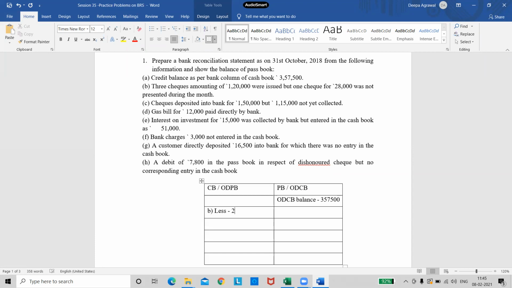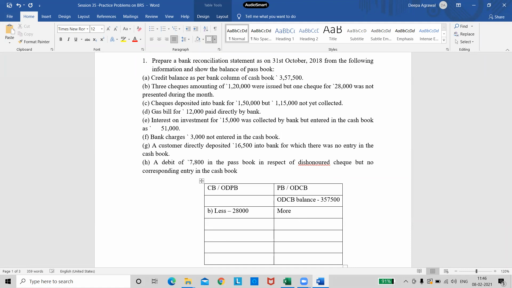It would be less only by 28,000. Because see, he says we have issued checks worth 1,20,000, but out of them, one check which was for 28,000 was not presented. So what does it imply? The other checks were already presented. And if the checks were presented, then the passbook also has recorded them. So if both cash book and passbook are recording, then there is no point of a difference. But this 28,000 worth check, the passbook has not recorded because this was not presented. Right? So cash book balance will be less, so automatically my passbook will be more. Okay, so we'll move forward to the next bit.